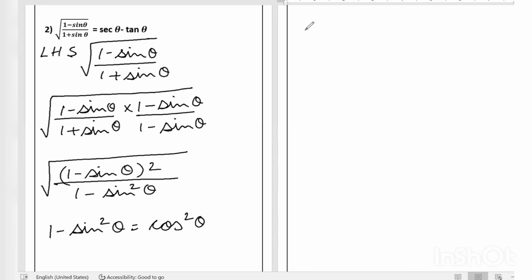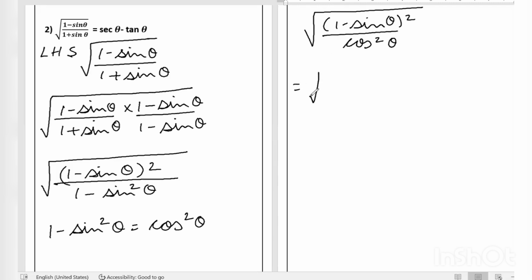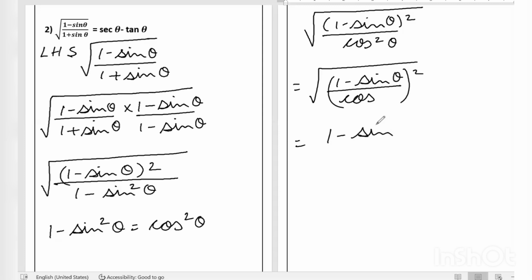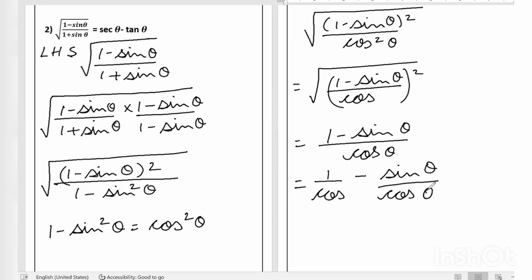So we have 1 minus sin theta whole square upon cos square theta. I can write it like this, 1 minus sin theta upon cos theta whole square. Now when we remove the square root, the square will be gone and we'll have 1 minus sin theta upon cos theta. Now again separating the denominator, we'll have 1 upon cos theta minus sin theta upon cos theta. 1 upon cos theta can be written as sec theta. Sin theta upon cos theta can be written as tan theta. Hence, we are getting the RHS here.